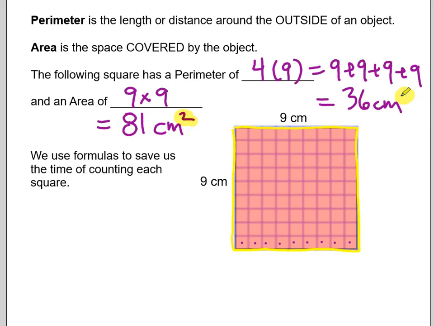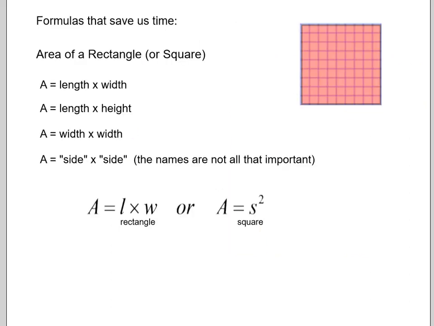Okay, so when we look at this, we can see that some of this stuff is repetitive and that we could probably use some sort of formula or faster way to solve. So if we look at a square and a rectangle, they're both in the same family. So the area of a rectangle or square, and all of these mean the same thing: length times height, width times width. They're just linear dimensions on the outside. It doesn't matter. Side by side, that's another way of looking at it. The names are not that important.